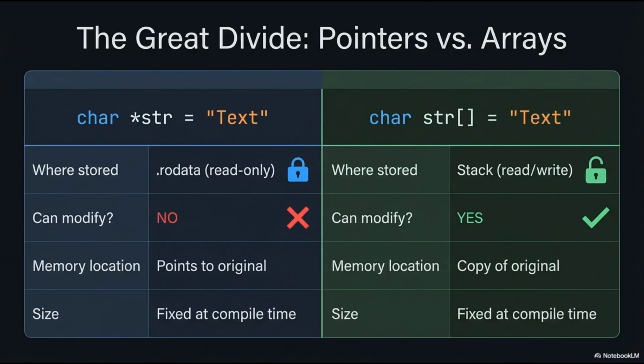When we compare the two, you'll see the pointer is forever stuck aiming at that unchangeable locked down .rodata section. But the array? It does something incredibly helpful. It actually takes that original string and creates a fresh, brand new read and write copy directly on your stack memory.